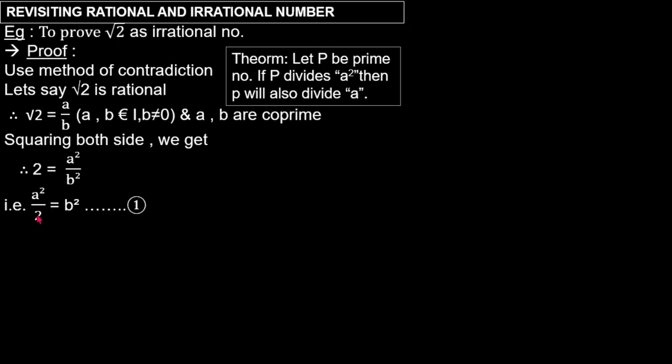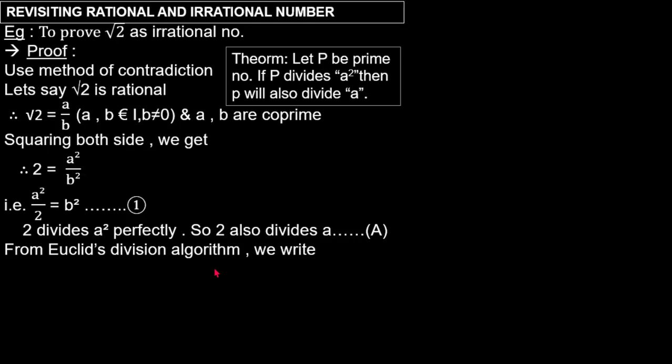From equation 1, it is very clear that 2 divides a square completely, because there is no remainder, if you know the Euclid division lemma. It means that 2 divides a square perfectly. Now using the theorem, we can also write that 2 divides a perfectly. Let's say this is equation number 1. Since 2 divides a completely, from the Euclid division theorem we can write a equals 2 times, let's say, quotient q, and the remainder is 0. This is very easy.